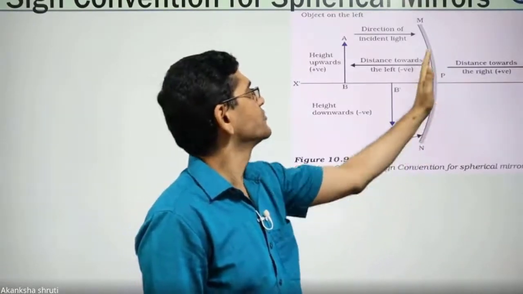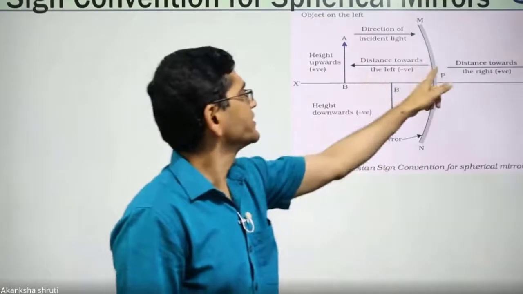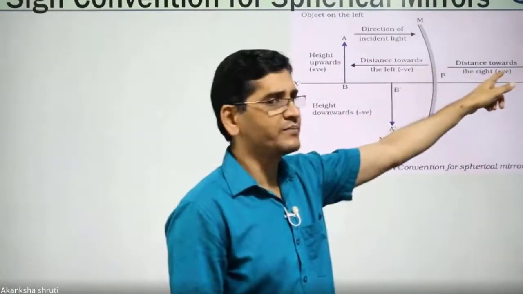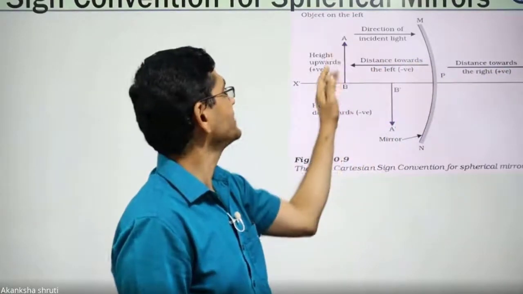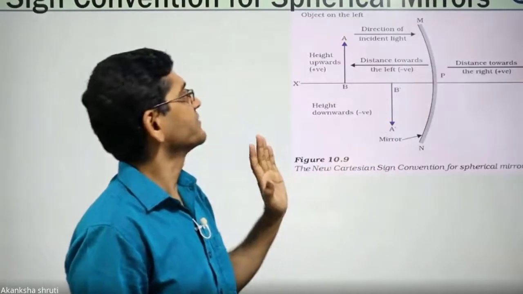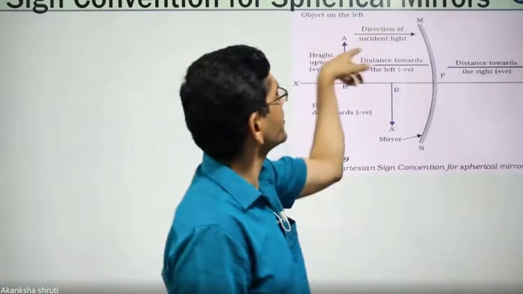Then you have to write this thing. All the distance on left hand side, negative. Distance on right hand side, positive. Distance upward or upward height positive, downward height as negative. Okay. And this is the direction of incident ray.